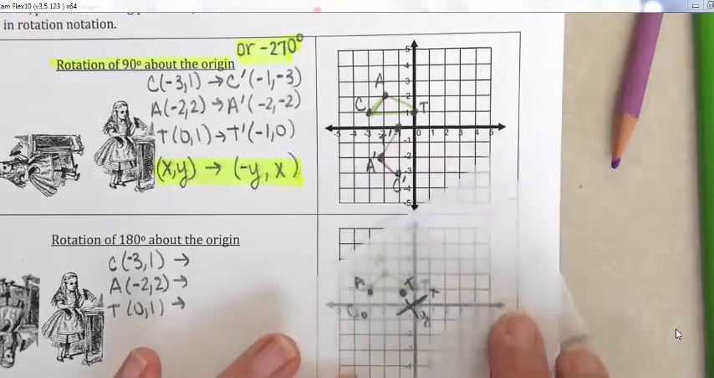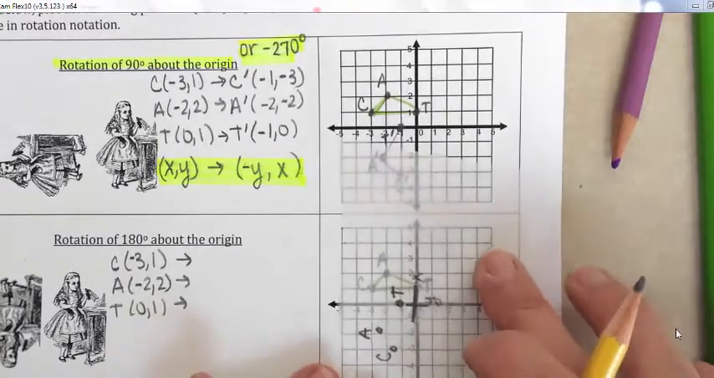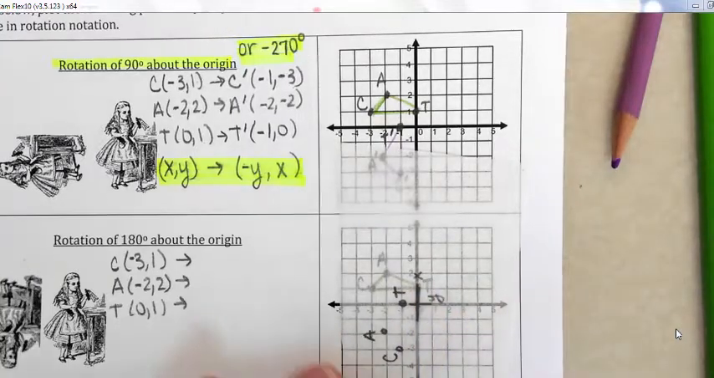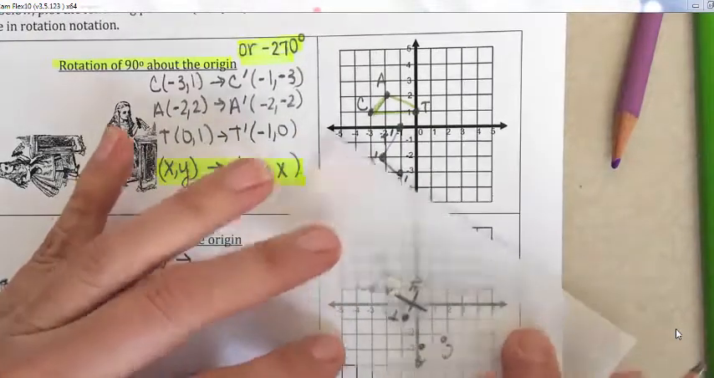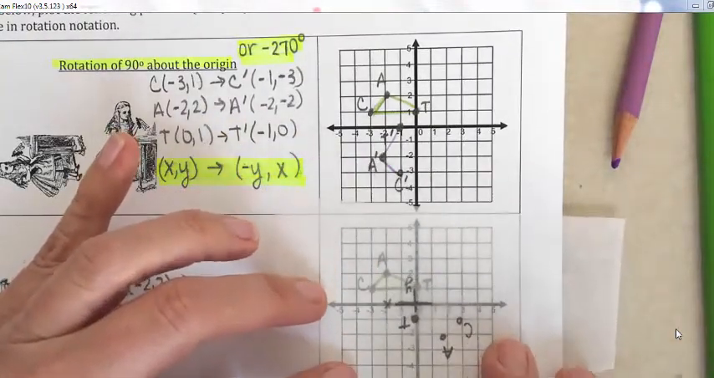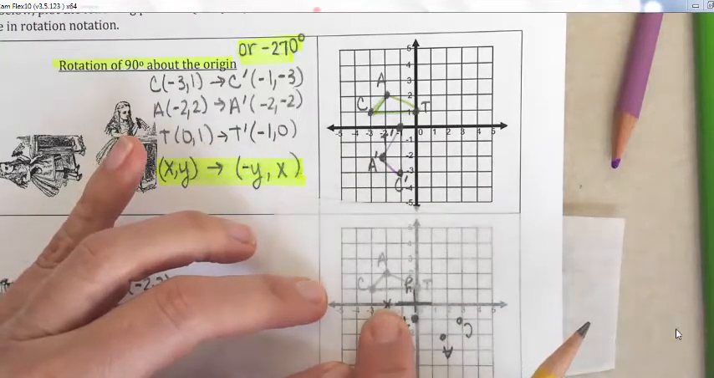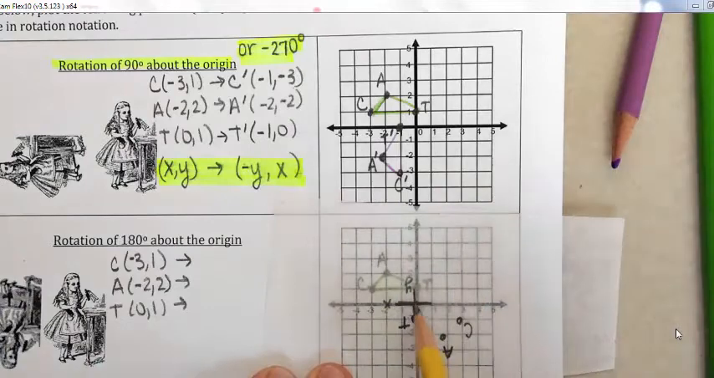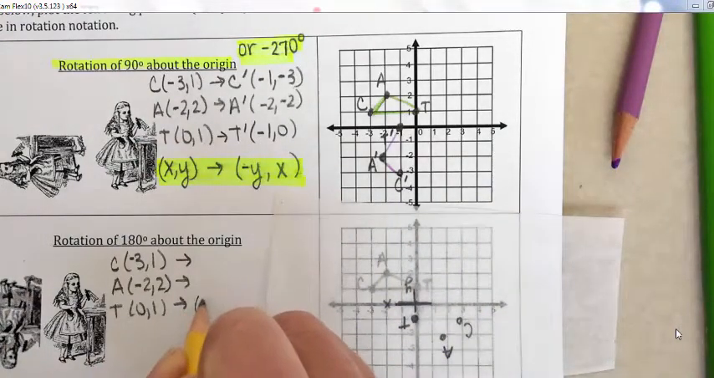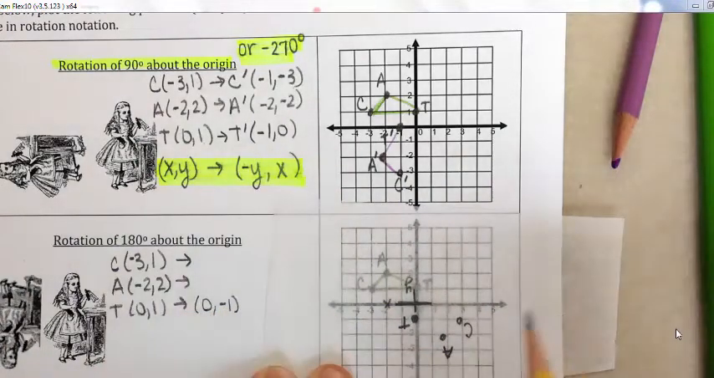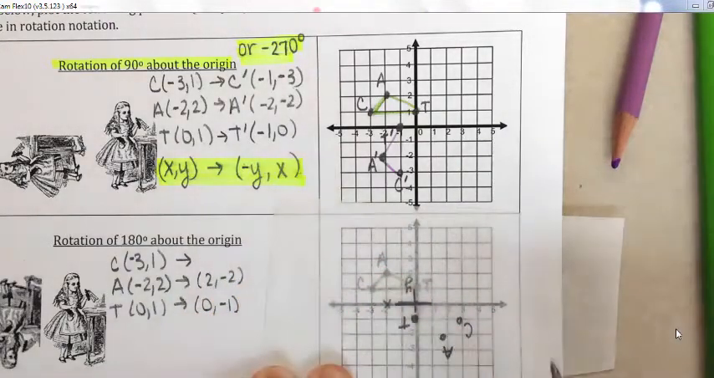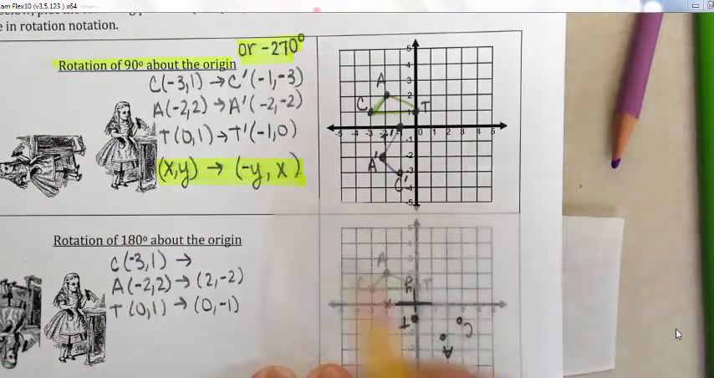Counterclockwise, 90 degrees just puts the positive x-axis on top of the positive y. 180 degrees now puts the positive x-axis on top of the negative x-axis. All right, so let's see. T became 0, negative 1. A became 2, negative 2. And C became 3, negative 1.